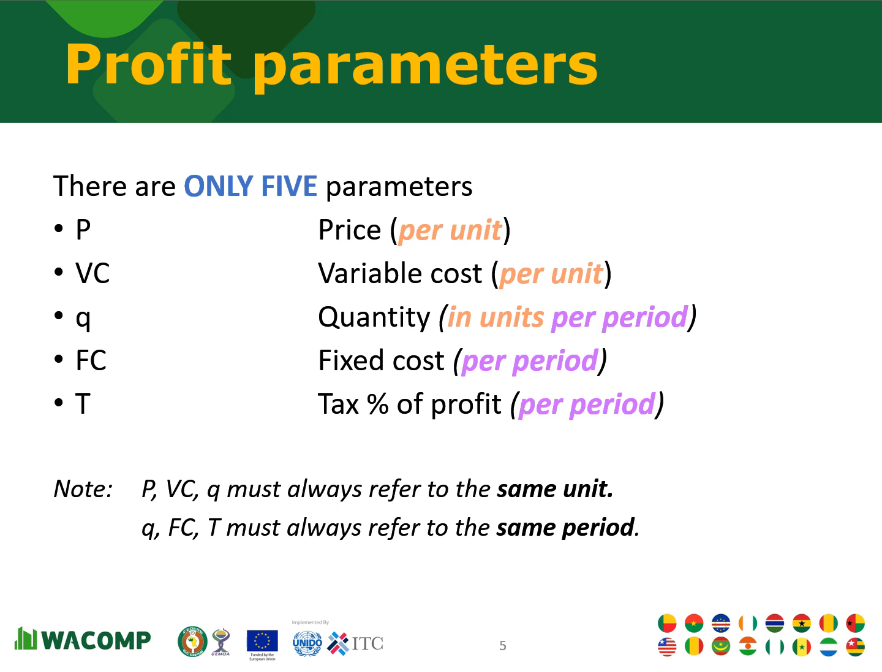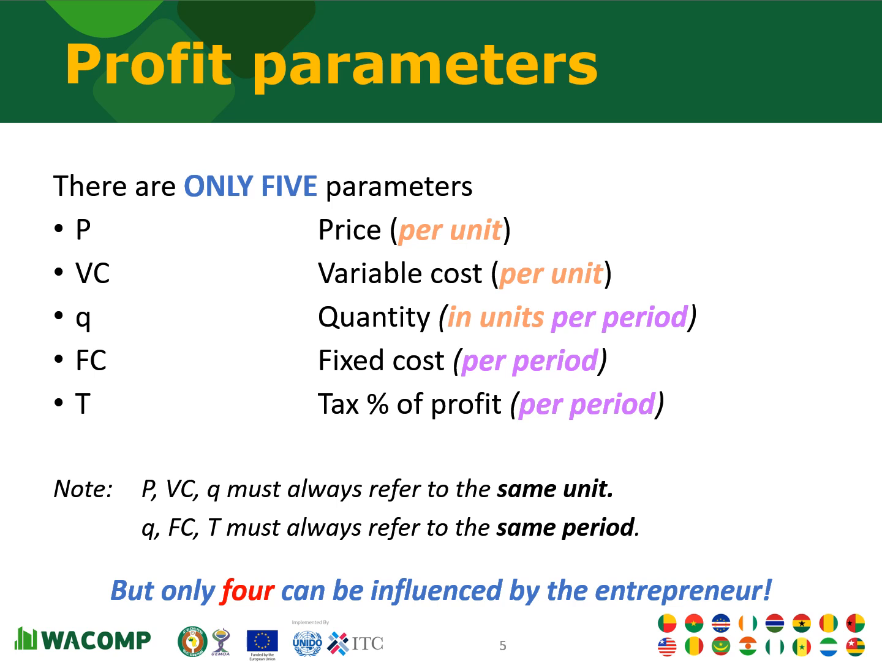So again, there are 5 parameters, but only 4 can be influenced by the entrepreneur. In principle, the entrepreneur can decide at what price to sell, which variable and fixed costs to make, and how much to sell. But the tax rate cannot be determined by the entrepreneur. For that reason, when we say profit, we actually mean profit before tax. Tax is therefore no longer considered in this training. I advise you to go for fiscal specialists. They can help you with that.